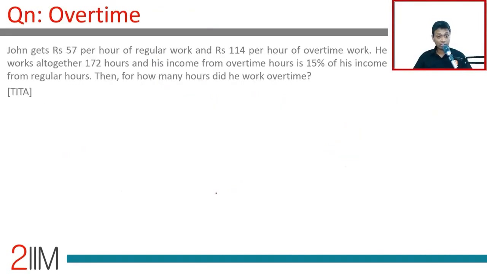John gets rupees 57 per hour of regular work and rupees 114 per hour of overtime work. Rupees 57 regular, rupees 114 OT. He works altogether 172 hours and his income from overtime hours is 15% of his income from regular hours. Let's say he works T hours regular, and 172 minus T hours overtime.